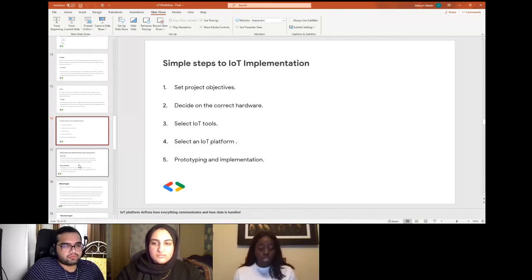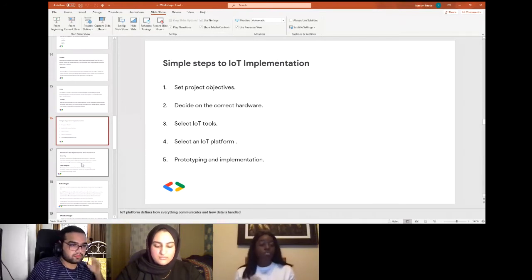Secondly, you need to decide on the right hardware. Hardware can be basic things like sensors, but you need to know what devices you are going to use, because you have different data that you're trying to provide. It can depend on if you're trying to provide data on weight, on sound, on volume, on color, on different things. So you need to know what exactly your goal and what your problem is to be able to even decide the correct hardware that you're going to be using in your IoT implementation.